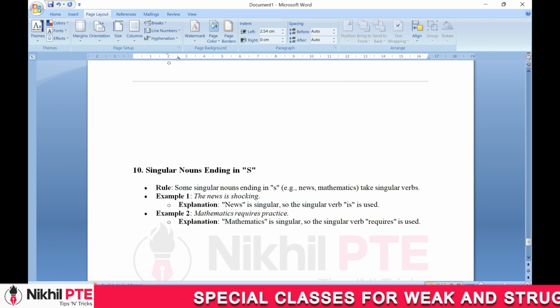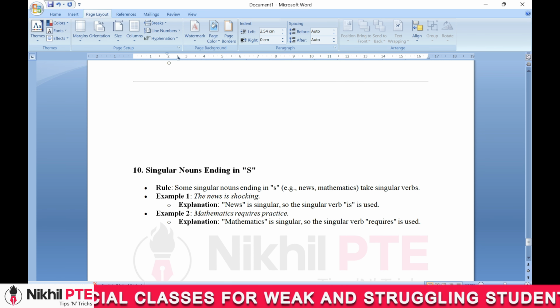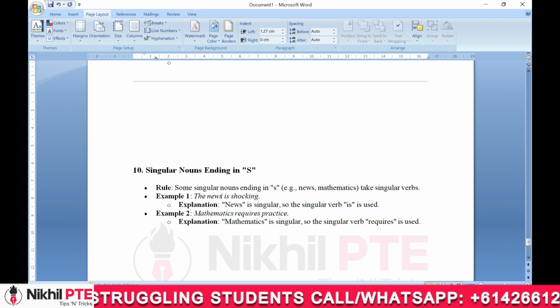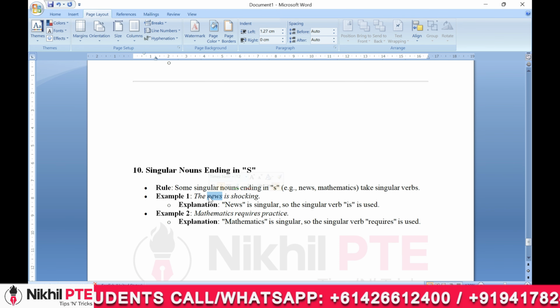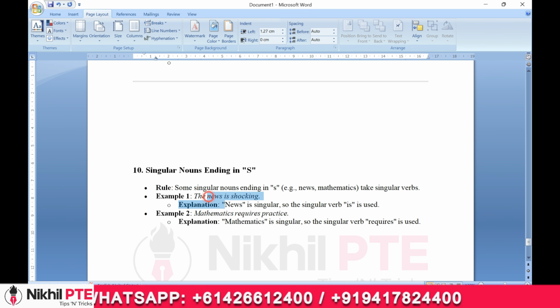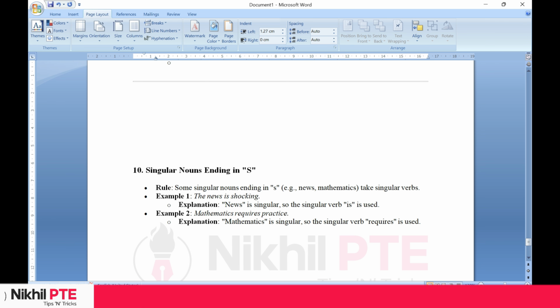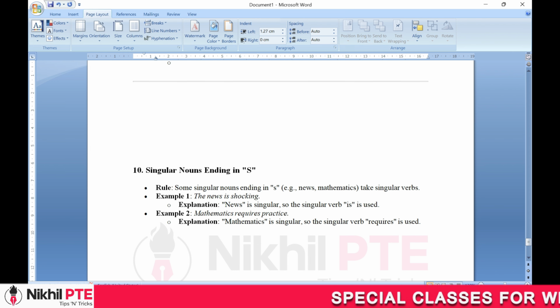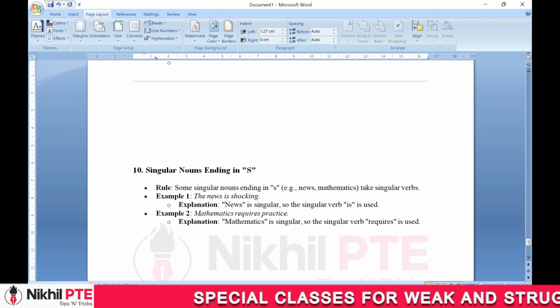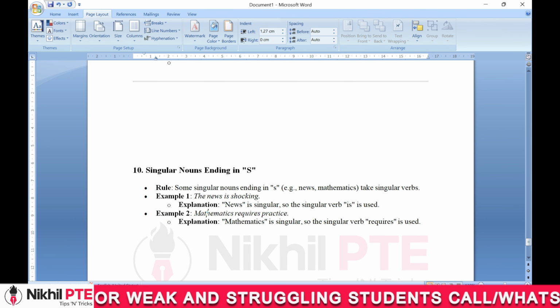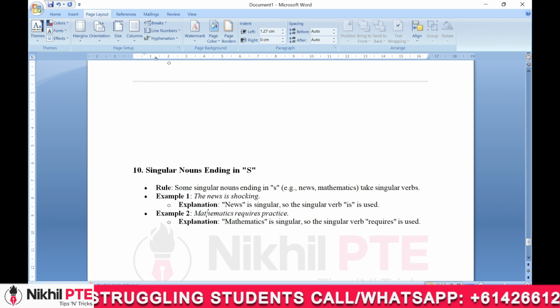Last but not the least, singular nouns ending in s. The news is shocking. News here is a singular noun. However, this word is ending with s. Mathematics. Most of the time, if s is there, then we will use plural. But you need to understand, mathematics is singular. So the singular verb requires will be used.